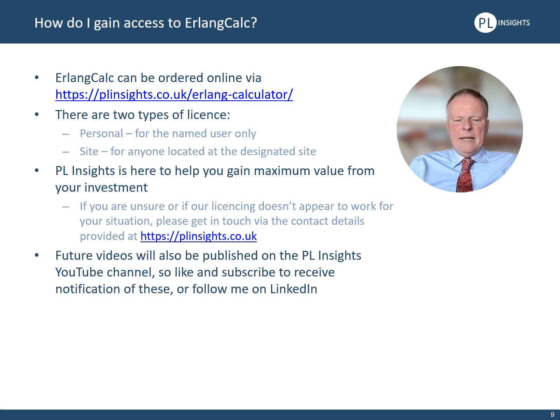It is purely something that we send out via email. It's not a huge attachment. It's a bulk standard Excel spreadsheet, so there shouldn't be any problems with it. There are two types of license. There's a personal license, which is for the named user only. Alternatively, there's a site license, which is for anyone located at the site that you specify.